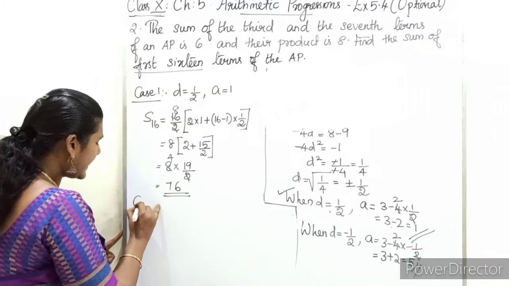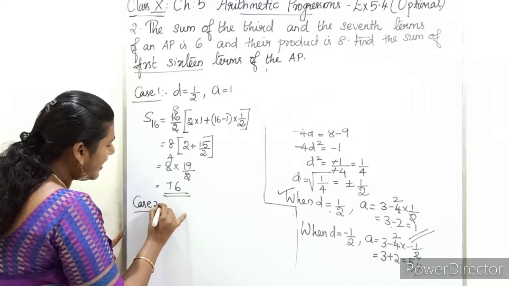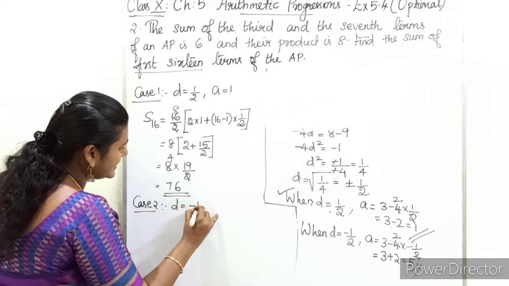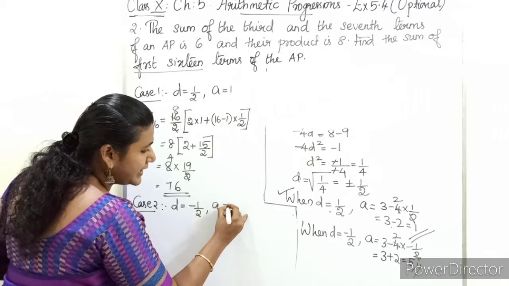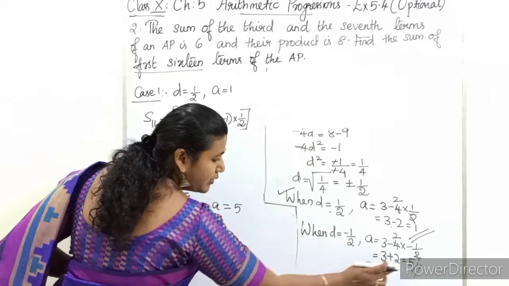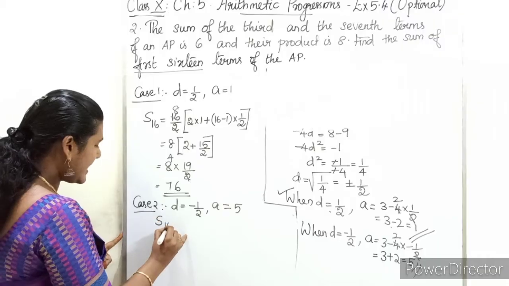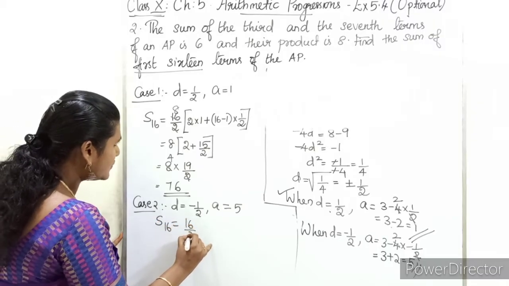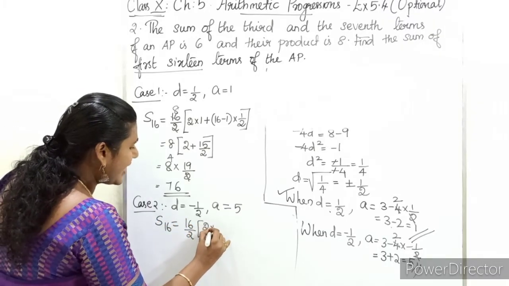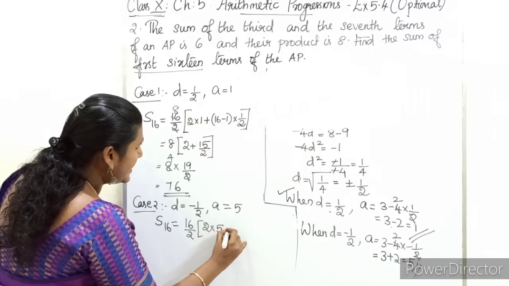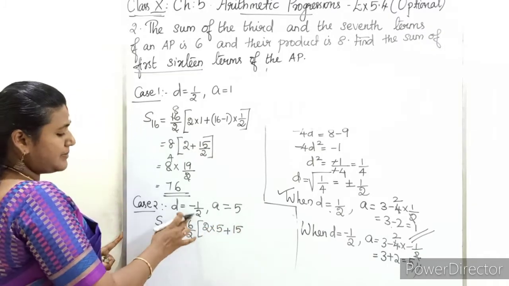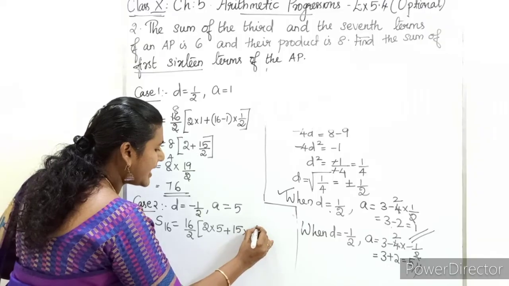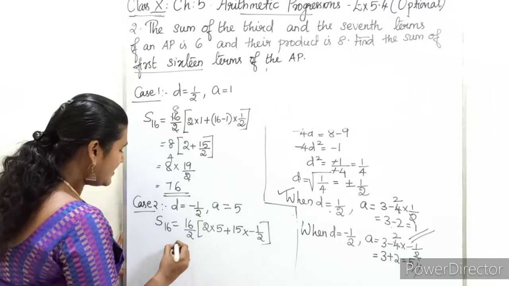Now we will take the second case, case 2. Here the value of d is minus 1 by 2 and the corresponding a value is equal to 5. Again we will calculate S16. So 16 by 2 into the value of a, which is 5, plus 15, since 16 minus 1 is 15, into minus 1 by 2. Now we will simplify this.